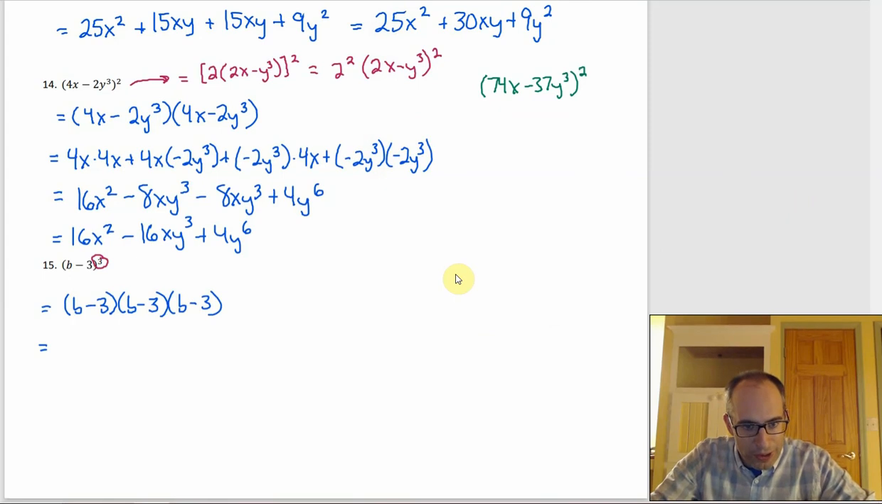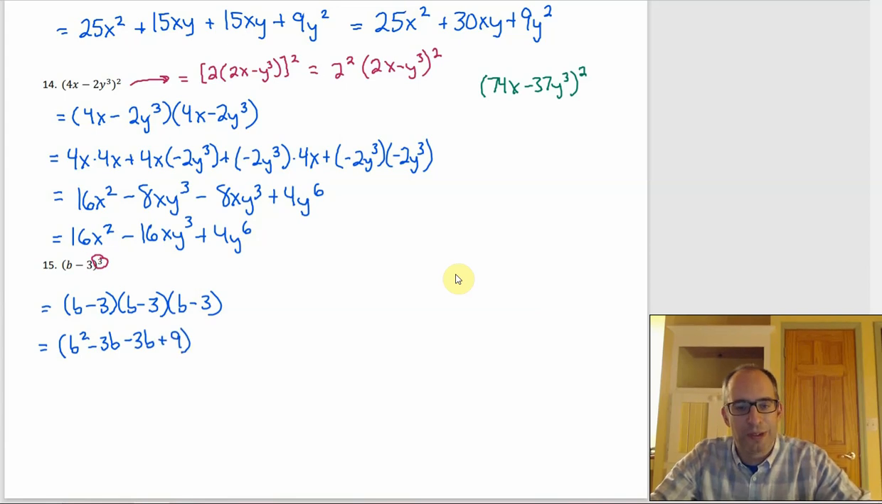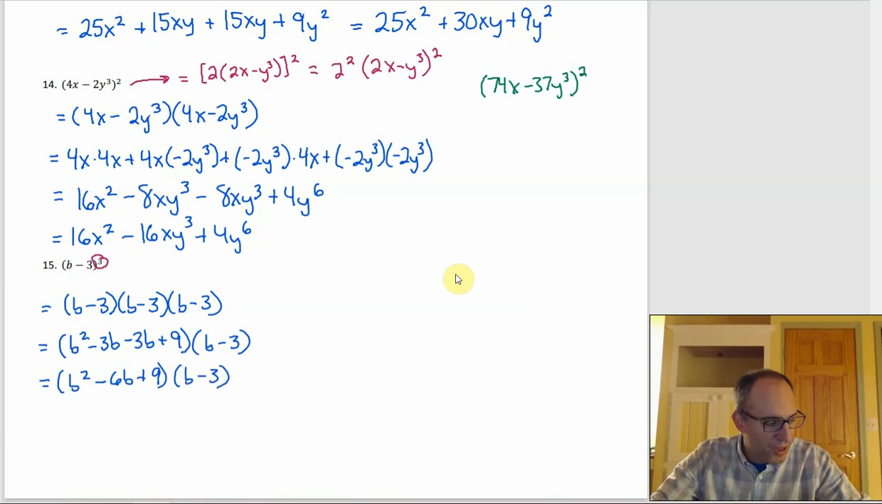So if we FOIL those first two, we'd have b squared minus 3b for the outer, minus another 3b for the inner, and then plus 9 for the negative 3 times negative 3. Then that'll be multiplied by b minus 3. We can combine terms a little bit and say, well, that's b squared minus 6b plus 9 times b minus 3. And then distribute. I guess I'll distribute the big one through the little one. I never do it like that.